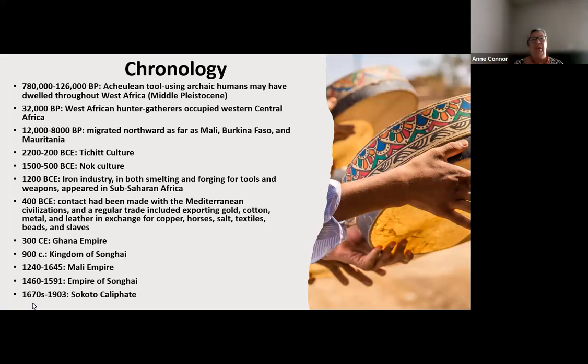Chronology, just to give you a little idea of how it goes. You have already some tool-using humans between 780,000 and 126,000 before present. When we say humans, we don't say that they're Homo sapiens, but they're already Homo erectus, and so already using tools. But Homo sapiens comes later.